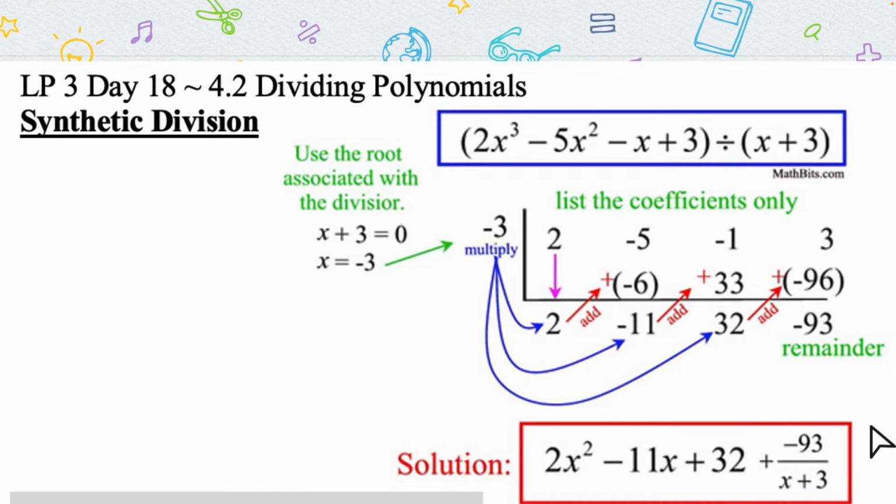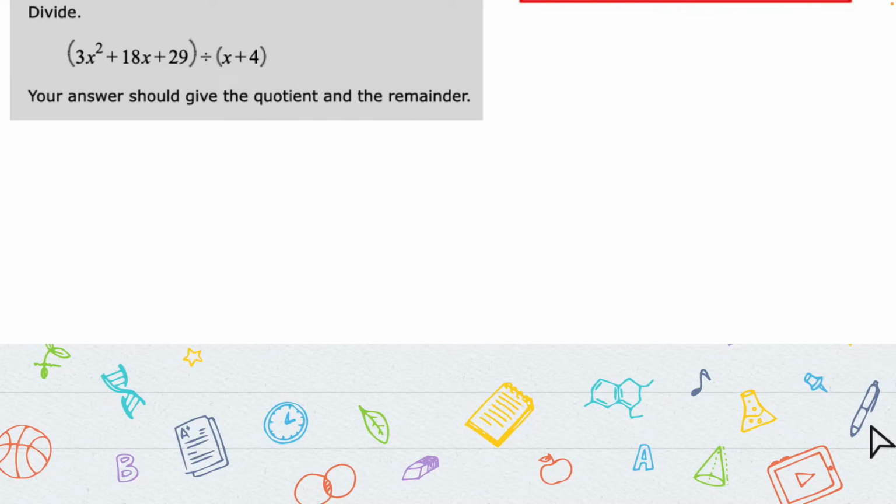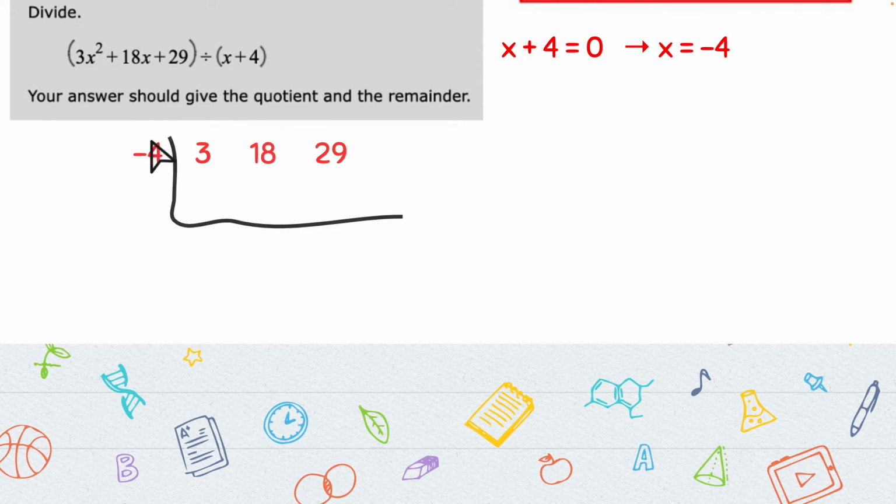Let's actually practice one of these so we can see it happening. We have 3x squared plus 18x plus 29, and we want to divide that by x plus 4. For x plus 4, I would subtract 4 on both sides, and I'd end up with negative 4. That is going to be my multiplier. Then I put my coefficients here: 3, 18, and 29, with exponents 2, 1, and 0. So 3, 18, 29.